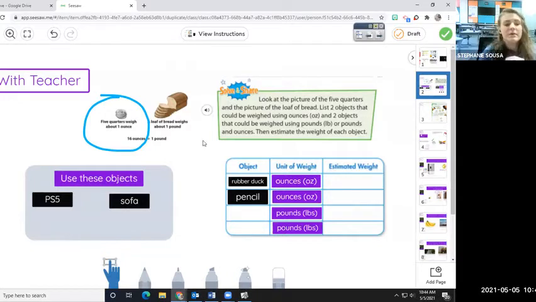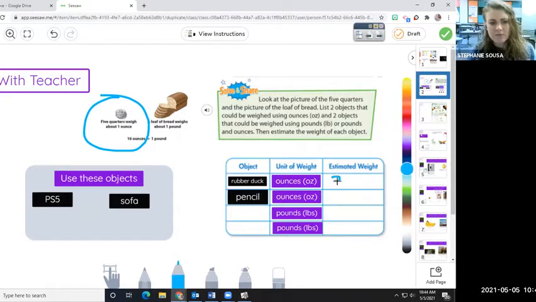So now let's estimate how many of these ounces we think. Okay, think about a rubber duck. Think about how heavy your rubber duck is in your hand. I don't have a rubber duck, but I do have a rubber Hello Kitty. Ha ha ha. She's a little bit heavier than 5 quarters. Okay, so I think a good estimation would be about 3 ounces. Go ahead and write that down with me. 3 ounces. And ounces is abbreviated OZ.